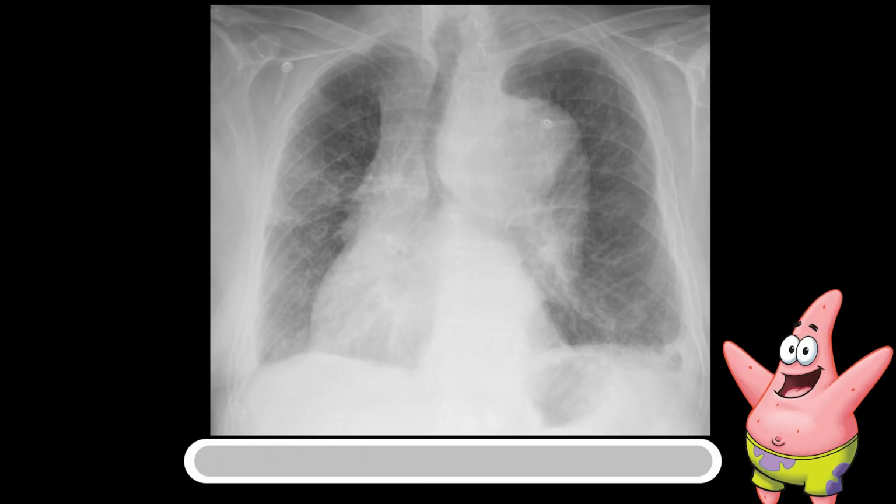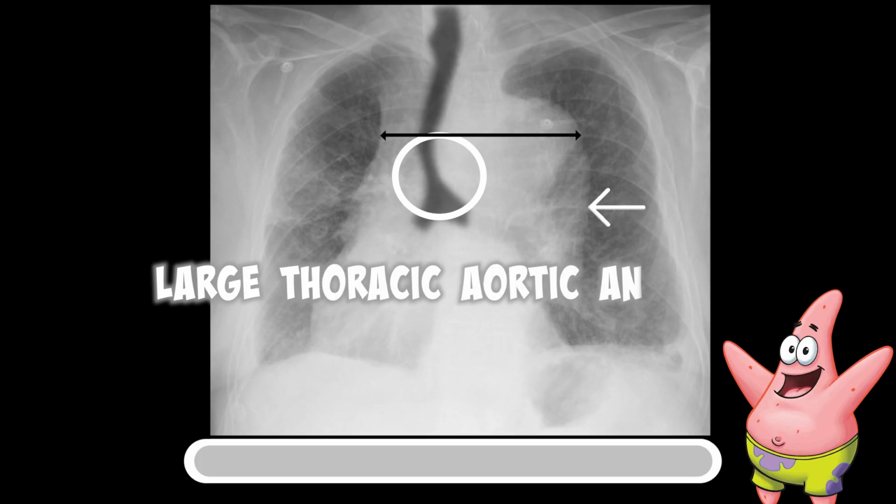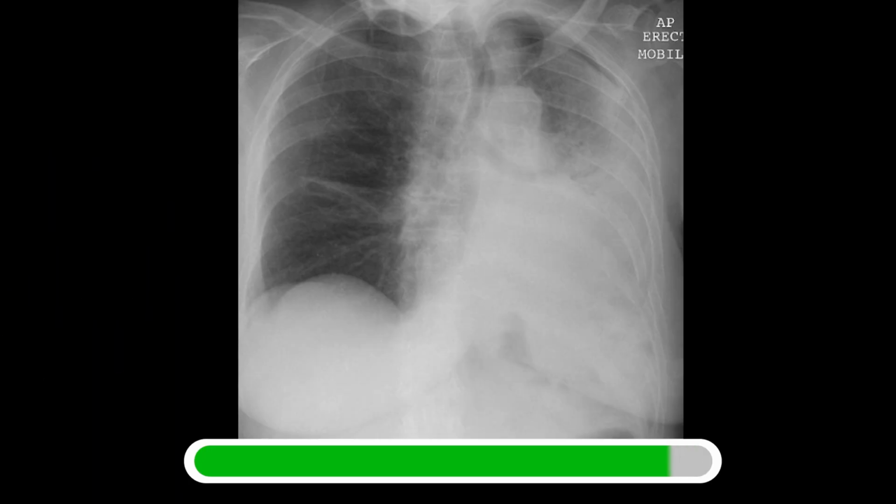This X-ray shows abnormal bulging of the mediastinal silhouette with a large dilated aortic arch and descending aorta. This is displacing the trachea to the right and mildly narrowing it. The findings are consistent with a large thoracic aortic aneurysm. Question 8. How about this one?